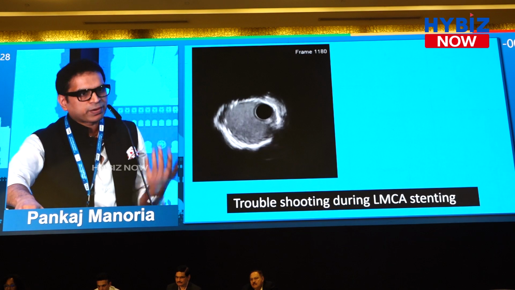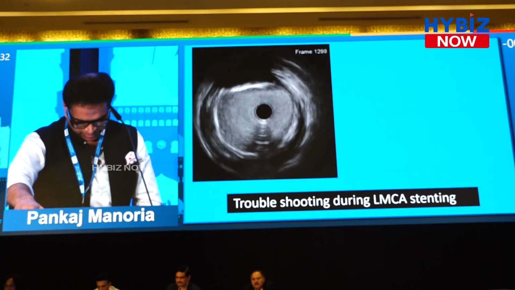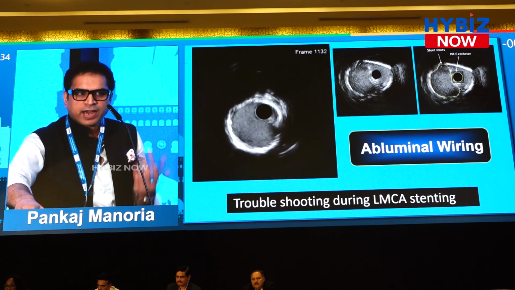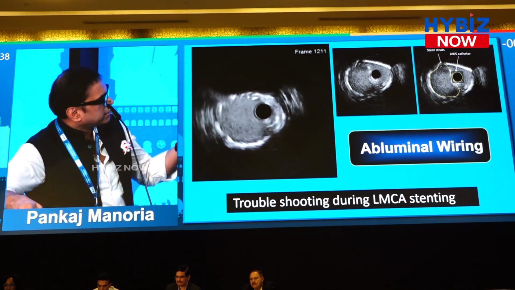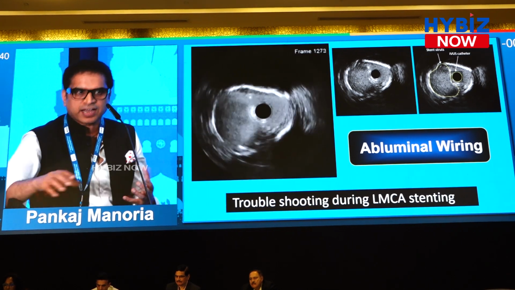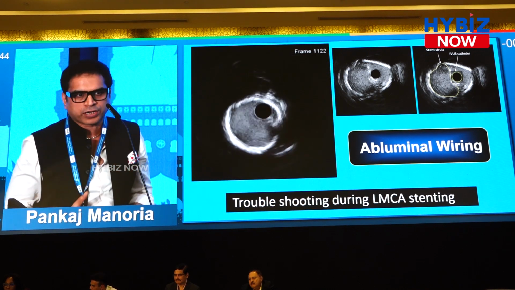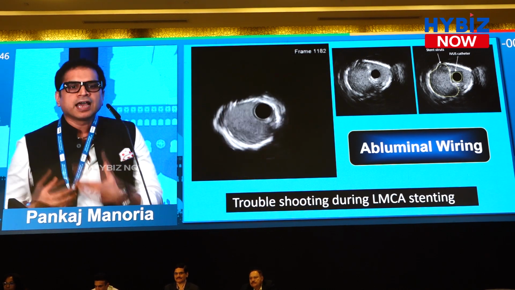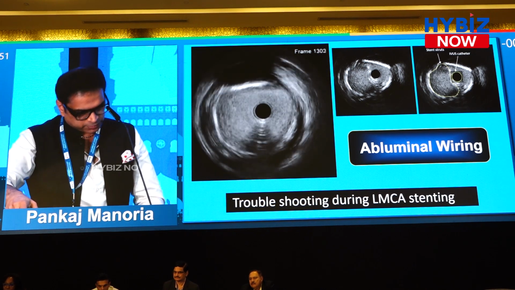Again, whenever we do complex cases, we insert the wire multiple times, the wire comes out multiple times. So IVUS again is a wonderful modality to pick up abnormal wiring. Here in this case you can see not only the wire is outside the lumen, in fact the IVUS is also outside the lumen, because the wire came out before, and once the operator rewired it, the IVUS also went abluminally.